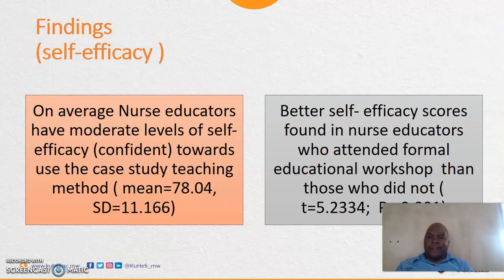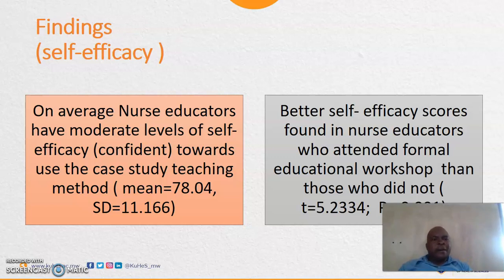On the findings, the first finding is on self-efficacy. As I indicated, we used the Self-Efficacy Towards Teaching Inventory, SETI. This was a Likert scale, measuring 23 statements on a 4-point Likert scale, ranging from not confident to completely confident. Respondents were rating themselves on these 23 statements, whether they were confident or not confident. The results show that on average, nursing educators have a moderate level of self-efficacy towards use of the case study method, because many of them scored at the confident level on these 23 statements.